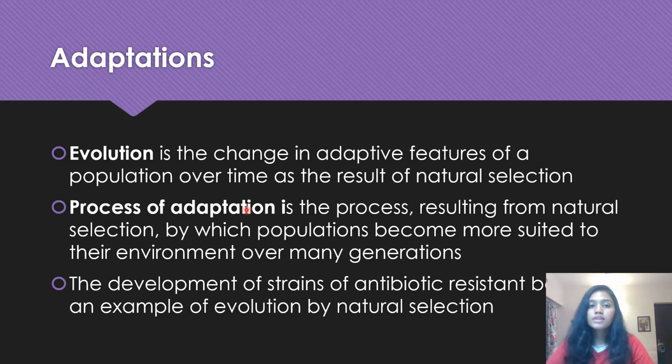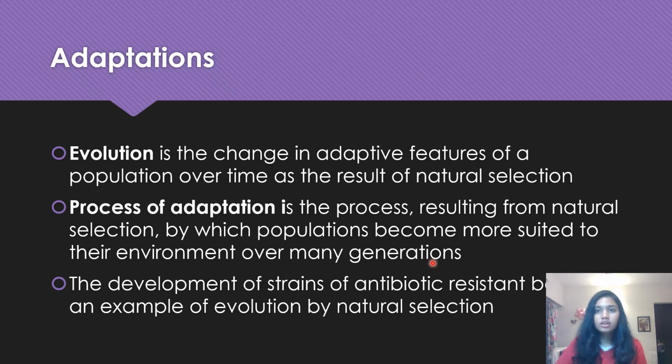Now, we learned that an adaptive feature is an inherited feature of an organism that increases its fitness. But what is adaptation? Adaptation is the process resulting from natural selection by which populations become better suited to their environment over many generations. So adaptation is basically when an organism acquires adaptive features. It changed, like a giraffe. It first had a short neck, and then over generations, this is a very important phrase, over many generations, its neck became longer, so it could reach better leaves on tall trees. So it is a process resulting from natural selection.